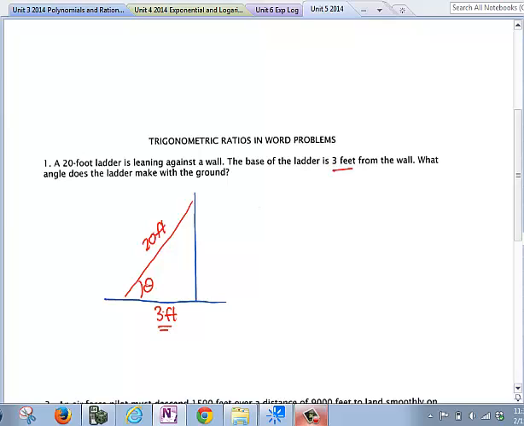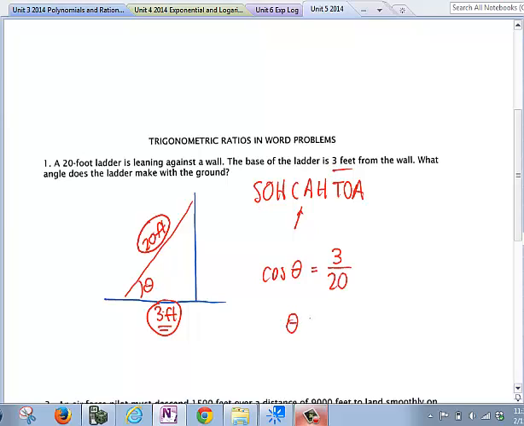Using SOHCAHTOA, always write that down, so that will help clue you in to what the ratio is. SOHCAHTOA. I see that the 3-foot side next to the angle is the adjacent side, because the hypotenuse is always the longest. So we're going to use cosine. Write down the cosine of theta equals 3 over 20. And you should now know that theta is equal to the inverse cosine of 3 over 20.